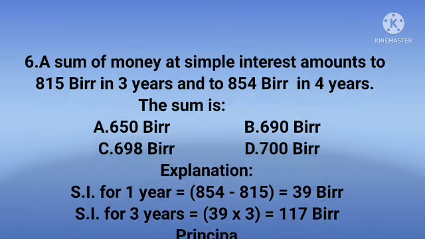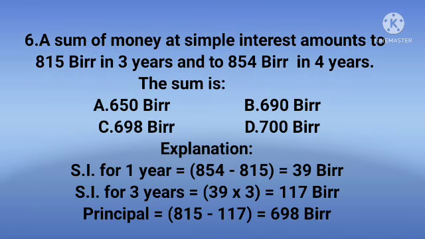Simple question. Question number 6: a sum of money at simple interest amounts to 815 birr in 3 years and 854 birr in 4 years. The sum is: A. 650 birr, B. 698 birr, C. 690 birr, D. 700 birr.